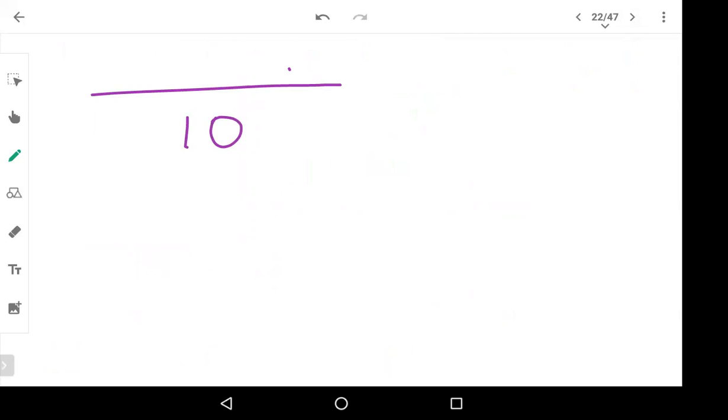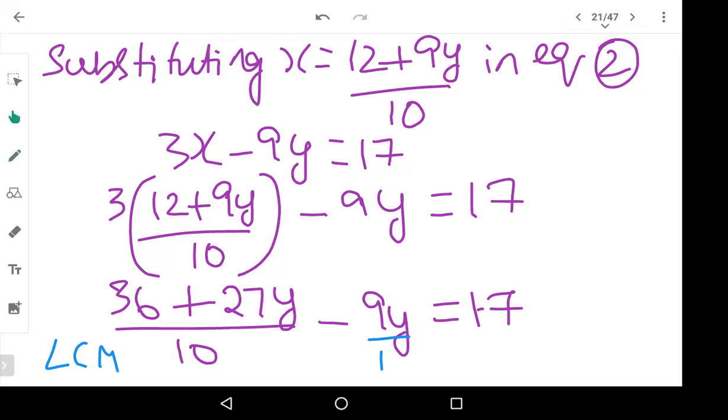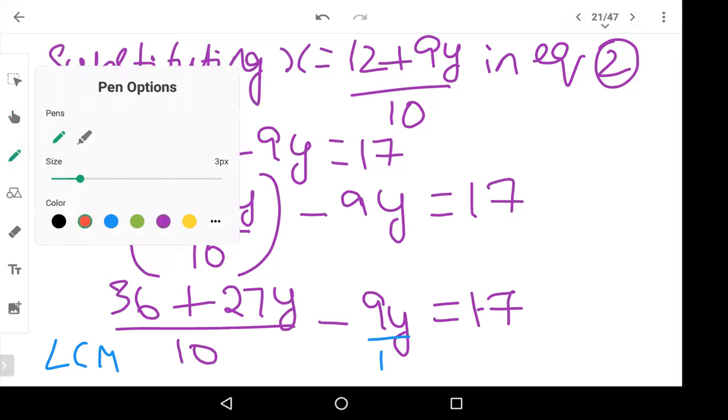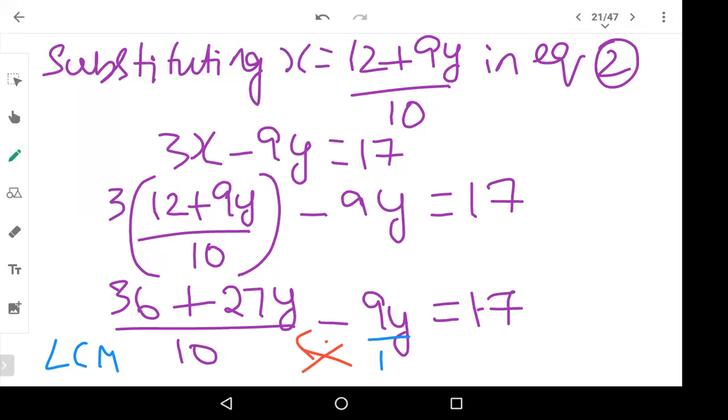And then you are supposed to cross multiply the values. Okay. And you're supposed to do what? Cross multiply the values. So 1 will be multiplied for this expression and 9y will be multiplied by 10.